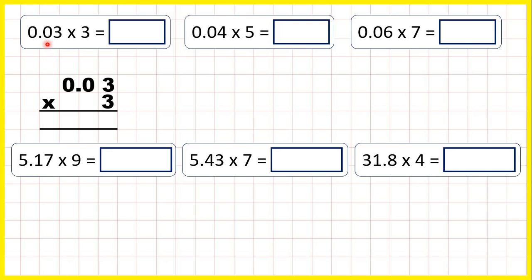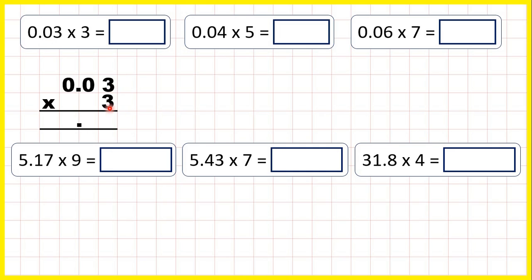We have 0.03 times 3. We can write that out as a column multiplication, and it doesn't matter that we don't have the place values in the question lined up, as long as we remember to copy the decimal point down into our answer so that it's directly below the decimal point in the number that we're multiplying.